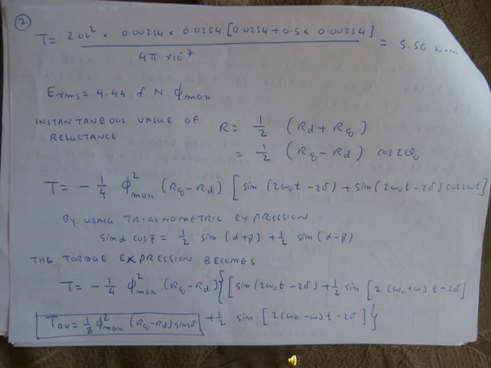The reluctance R is equal to half multiply RQ minus RD multiply cos 2 theta 0. And the torque T is equal to minus 1/4 phi maximum square, RQ minus RD, sine 2 omega 0 t minus 2 delta plus sine 2 omega 0 t minus 2 delta, cos 2 omega t.